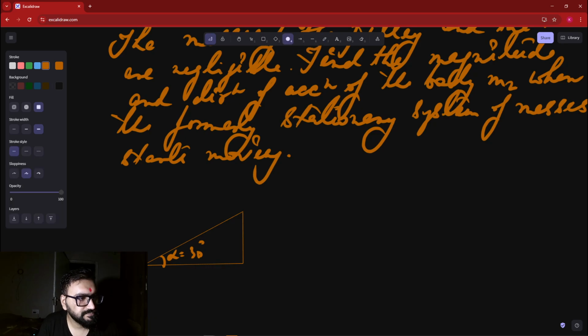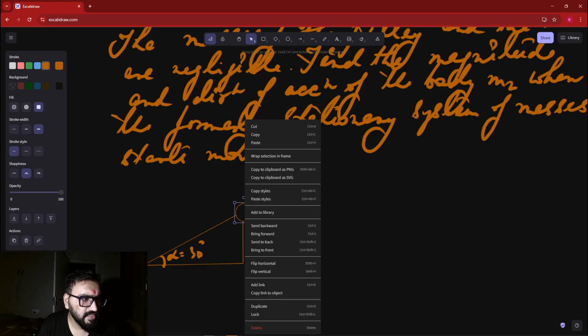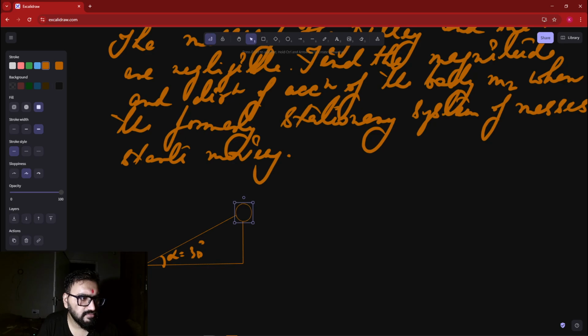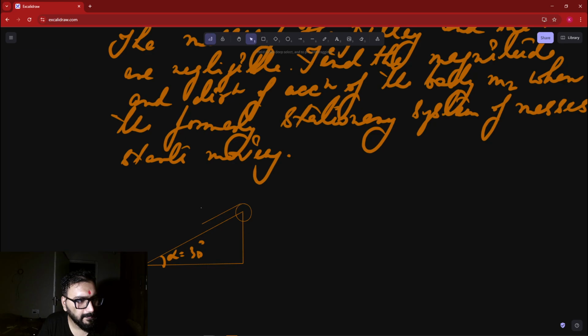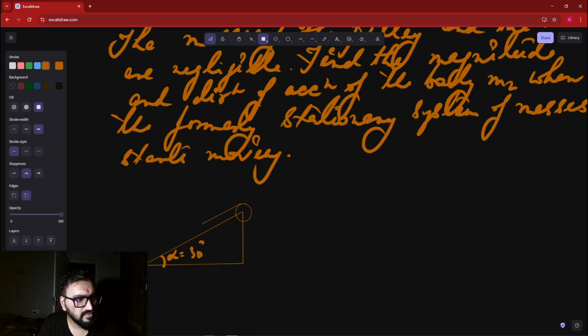So there is a pulley. Okay, alright, yeah. So I have the pulley and there are two masses. This is mass m1, which is attached to the pulley via string. So this is my mass m1. Okay, and there is a second mass m2 which is hanging from this side of the pulley.